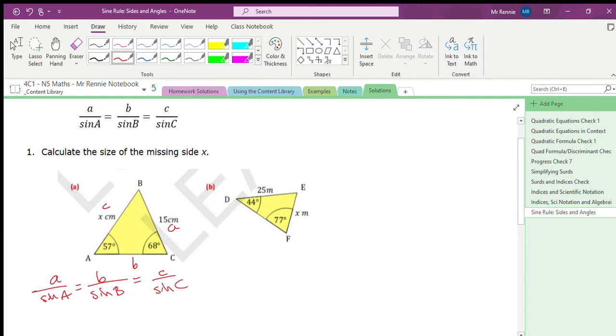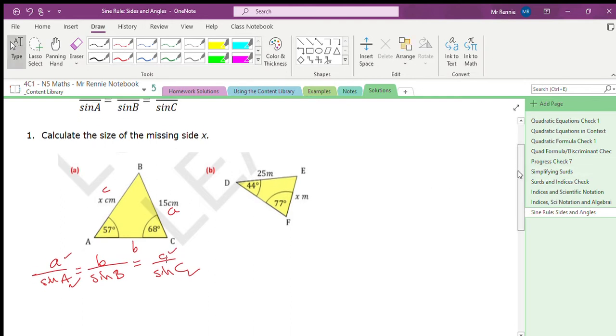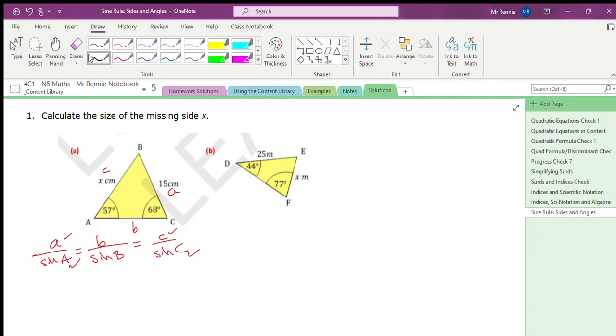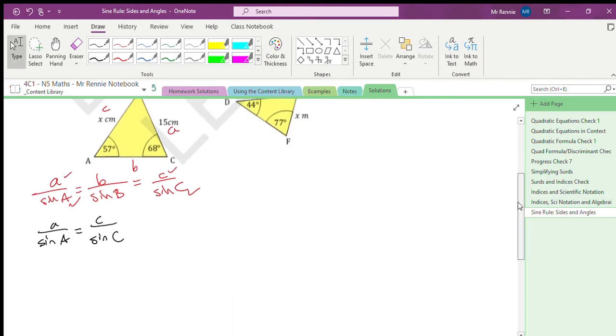And I'm going to tick what I know and what I want to find out. So I know the angle at A and I know the angle at C. I also know the length of a, that's 15. I don't know the length of c, but I want to find that out, so I'm also going to tick that. So you can see with this question, it's the A's and the C's that are going to be important for us. So I'm going to rewrite this just using A's and C's: a over sine A equals c over sine C.